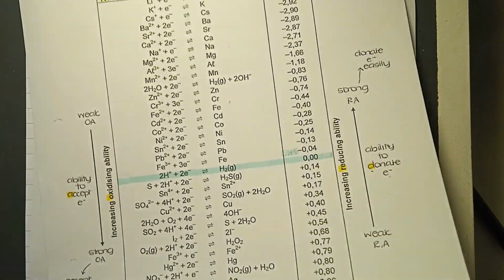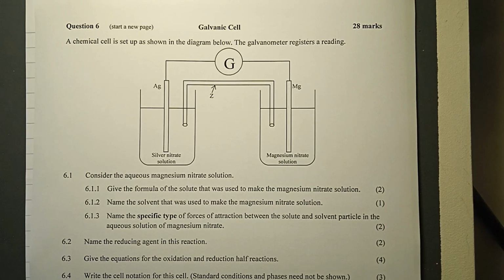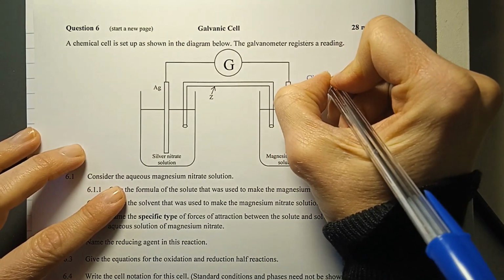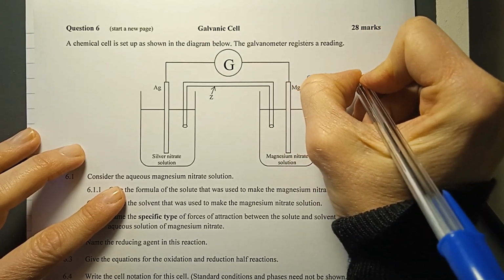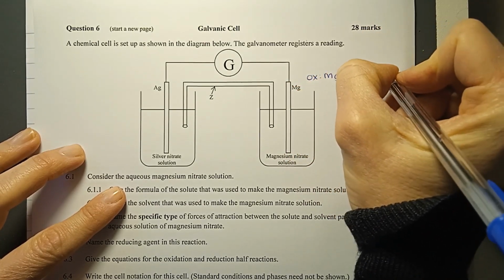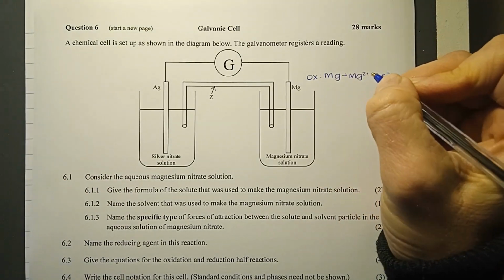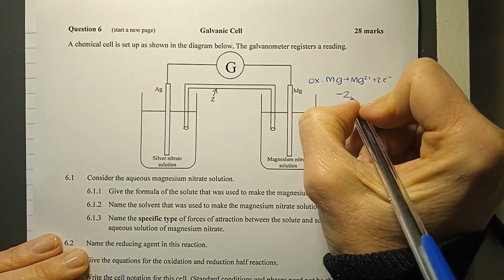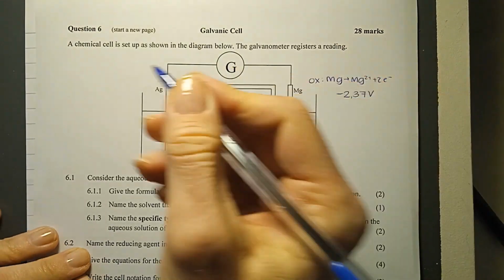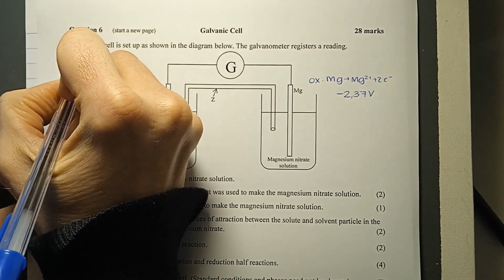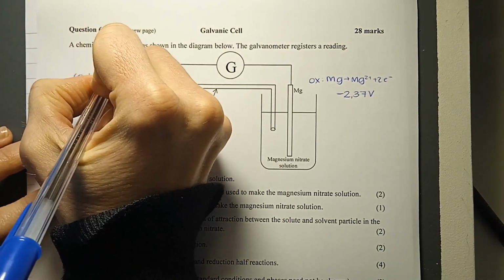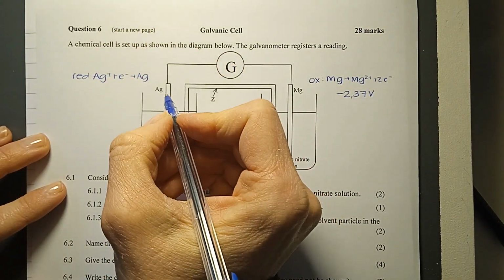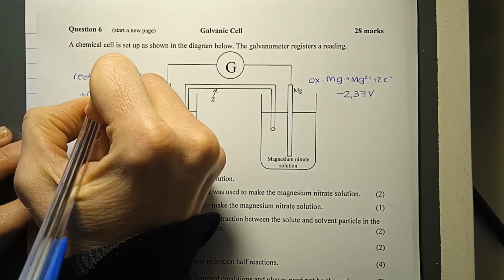So what I'd recommend doing then is to go through and write it down straight away. Here's our oxidation half reaction. I'm just looking at the table, so I'm going to write magnesium goes to Mg2+ plus 2 electrons, and write down where it was on the table. So there's our magnesium and there's the value that goes with it. Write that down straight away so you don't have to look again: 2,37 volts. And then on the other side we've got our reduction half reaction, which is silver ion plus an electron going to silver, and that value is plus 0,80 volts.